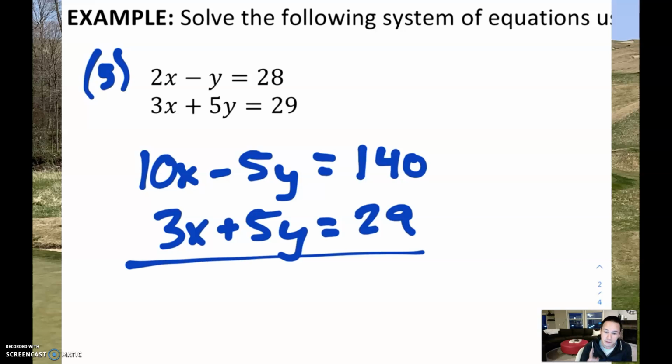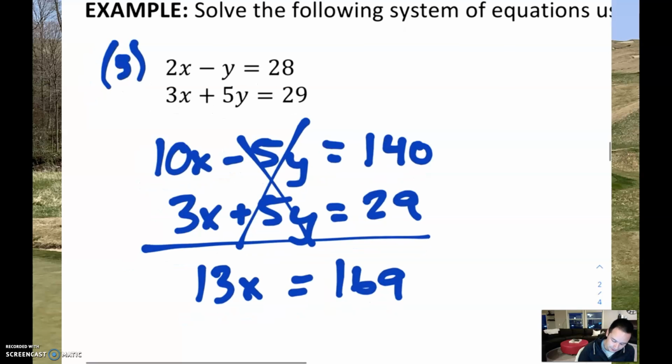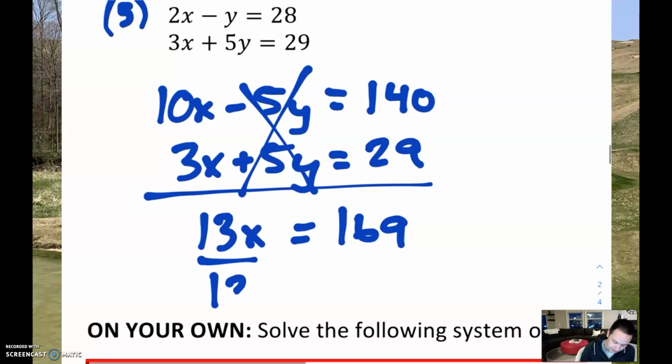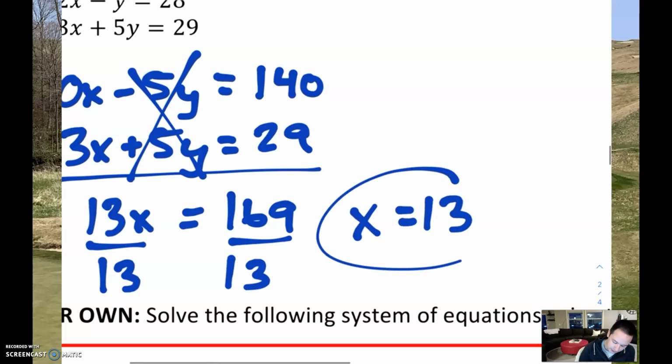And now hopefully you see why we did that. Because now the negative 5y and the plus 5y, they eliminate. If you add them together, it becomes 0y and they're gone. Once we've done that, that's the hardest part. We just add the rows together. So 10x plus 3x is 13x. 140 plus 29 is 169. And then we can just divide by 13. And that leaves us with x is equal to 13.